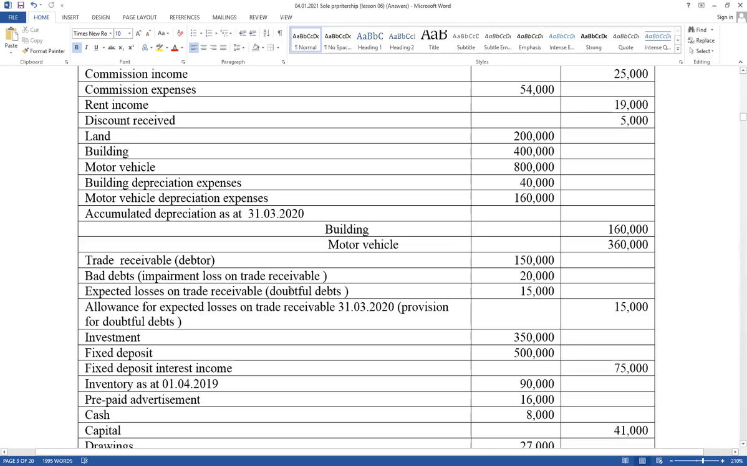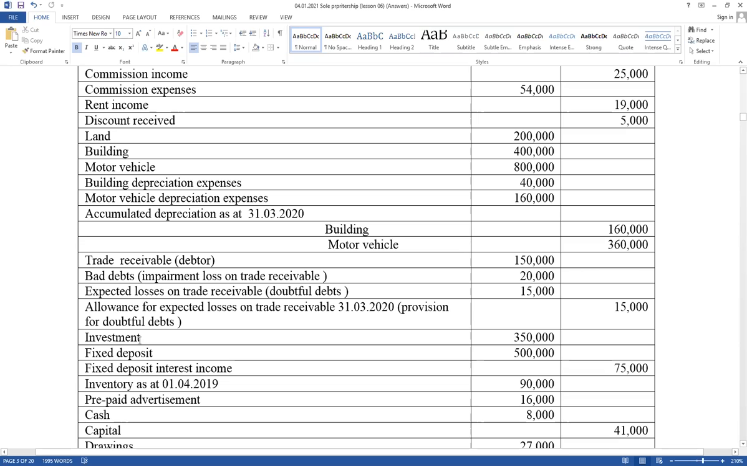And doubtful debts is equal to expected losses on trade receivable. And provision for doubtful debts is equal to allowances for expected losses on trade receivable. A separate adjustment is available; I will discuss the bad debts and doubtful debts adjustment later. There are four things relevant for debtors: trade receivable, bad debts, doubtful debts, and provision for doubtful debts. Think about the new words also.